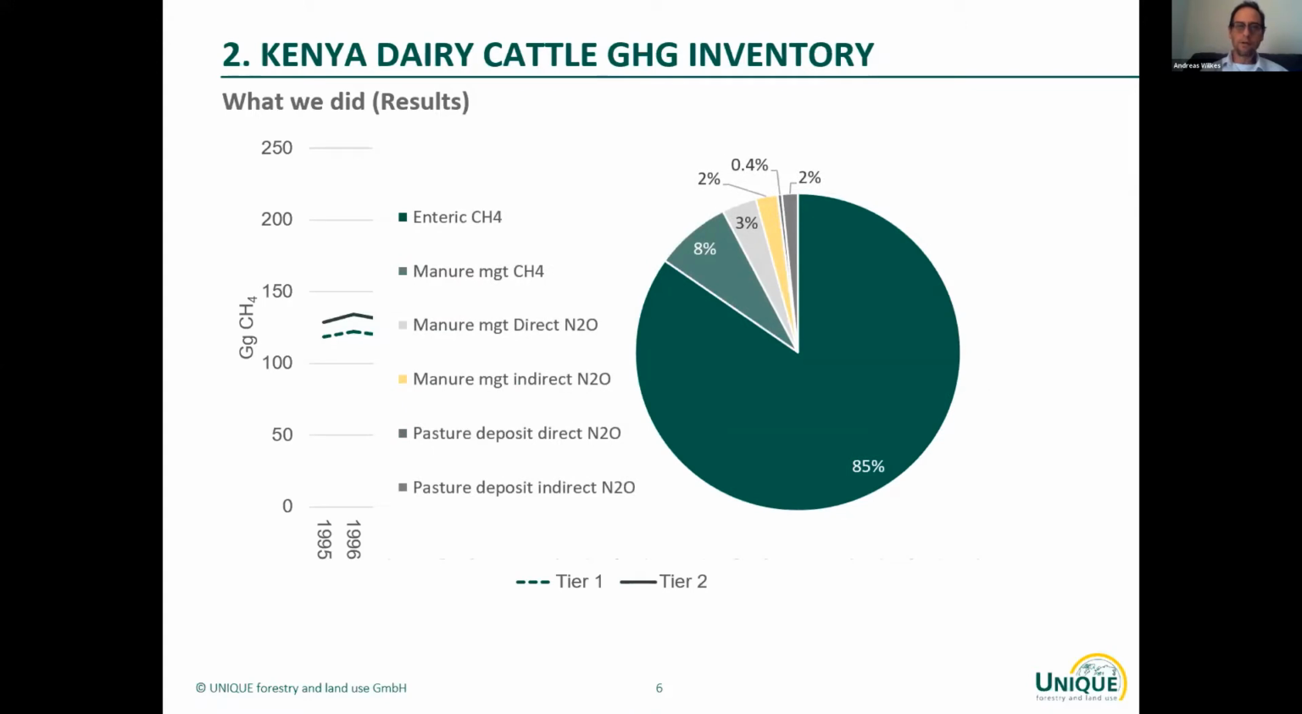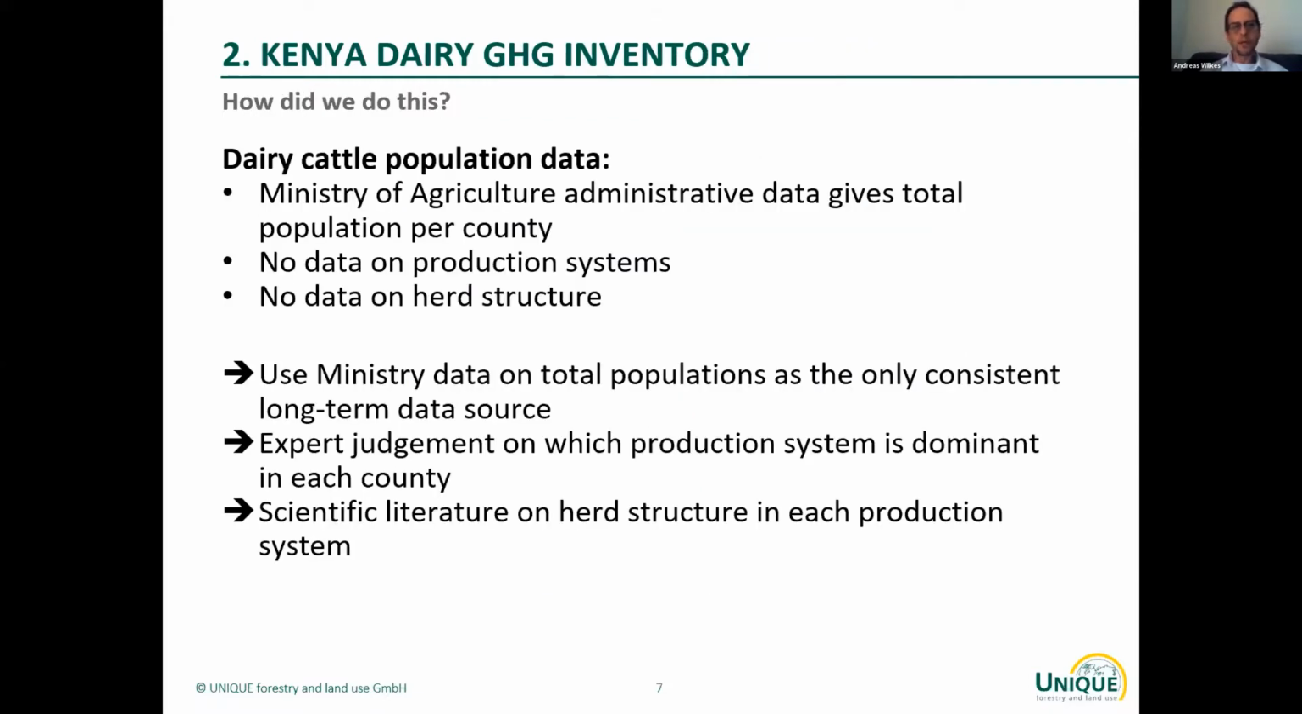Overall, enteric fermentation was about 85% of the livestock emissions that we estimated. So that would be the focus, for example, for future mitigation measures. Going into the more technical detail, this was really an exercise in how you make a Tier 2 inventory, with all the data needs that Tier 2 has, when there are limited official statistics.